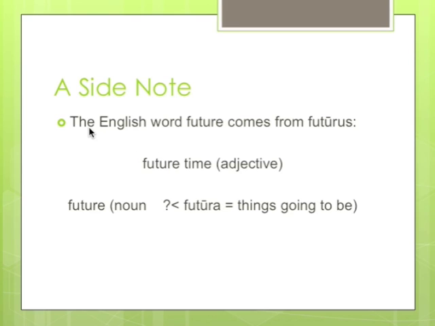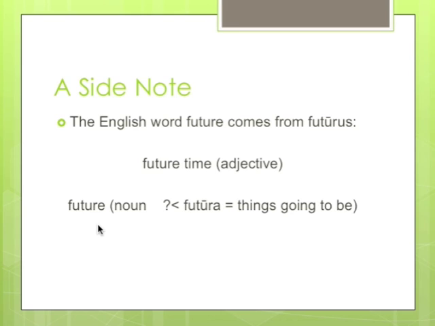And I just wanted to point out that the English word future comes from futurus. Originally in English, it was used as an adjective. Futurus itself is a participle, therefore an adjective. So, for instance, in Middle English, you would see phrases that were somewhat like future time, which really meant time going to be, future time. Eventually, this word developed a life on its own as a noun and became something like our modern word future, which means just the future, things that are going to happen.